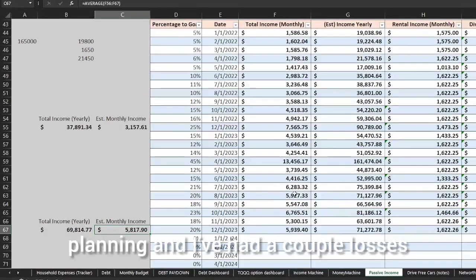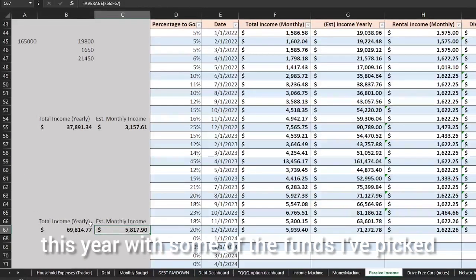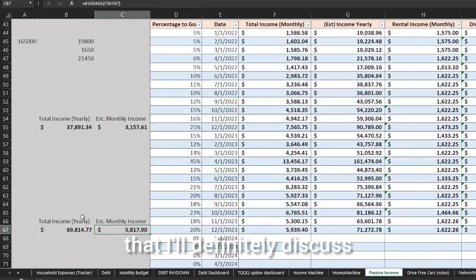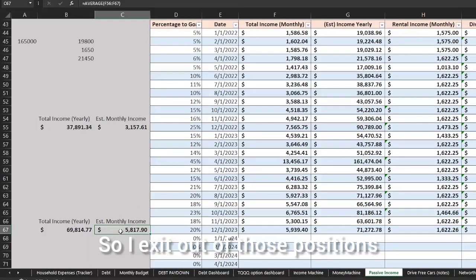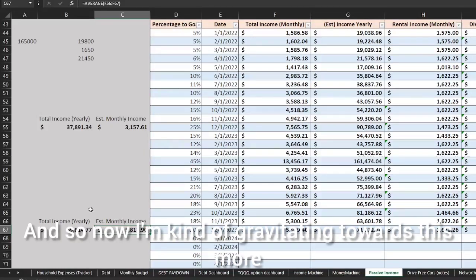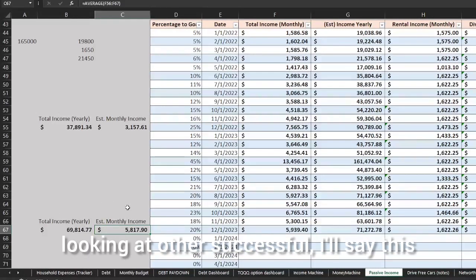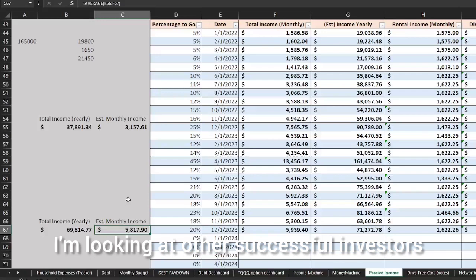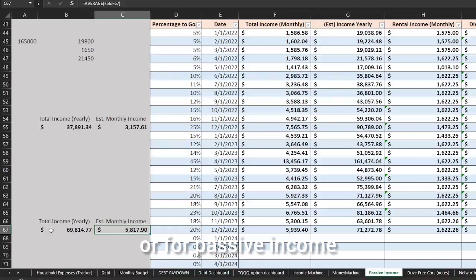And I've had a couple losses. I'll be honest, I had a couple losses this year with some of the funds I've picked that I'll definitely discuss. And I also had a little bit of fear with some of the stock, which maybe I'll discuss also. So I exited out of those positions. And now I'm gravitating towards looking at other successful investors and what they've been investing in for monthly income or for passive income.